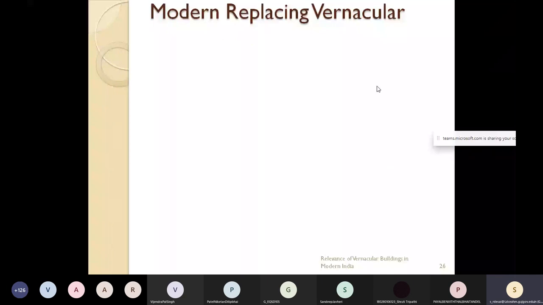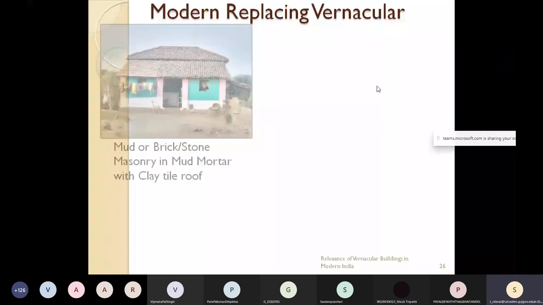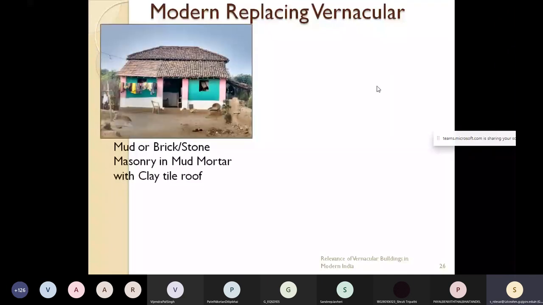Now, what is happening today? The modern is replacing the vernacular, all right? Here is an example of a vernacular building. This could be anywhere in the country, all right? Typically, you have clay roofing tiles on timber or bamboo, and you have masonry or mud walls.